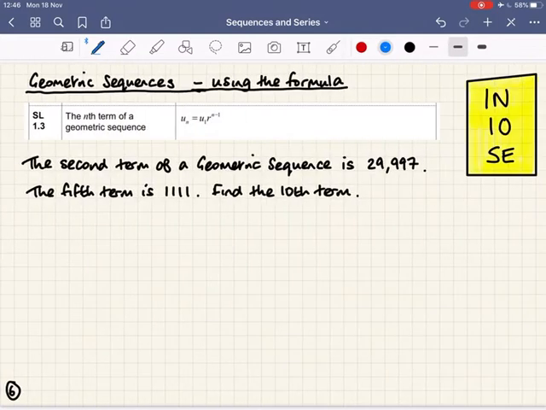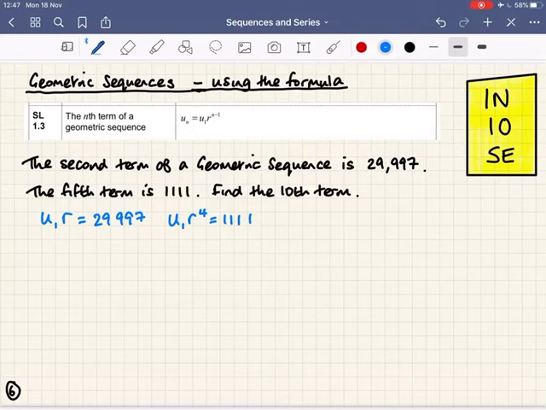In the next question, we're told that the second term of a geometric sequence is 29,997, and that the fifth term is 1,111, and we want to find the 10th term. So we're going to use the same sort of routine as before. We know the second term, we got that from multiplying the first term, u1, by r, and we got 29,997. We know that the fifth term is u1 r to the 4, and that was 1111.